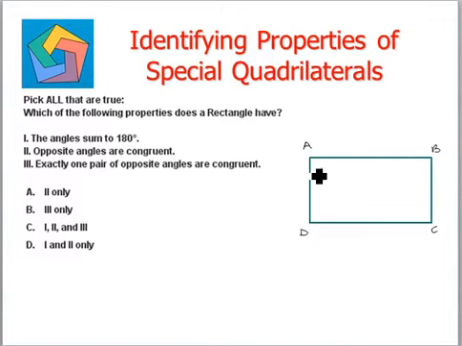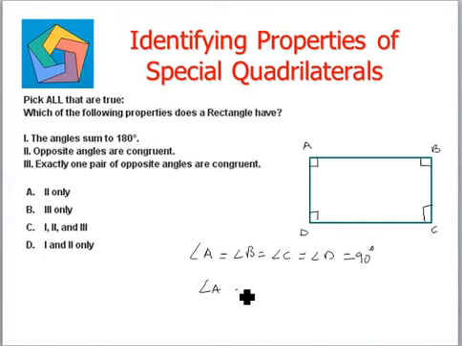Interesting property about the rectangle is that all the angles are right angles, that is, they all are equal to 90 degrees. Angle A is equal to angle B is equal to angle C is equal to angle D equals 90 degrees. Therefore, the sum total of angles of the rectangle is nothing but 360 degrees.